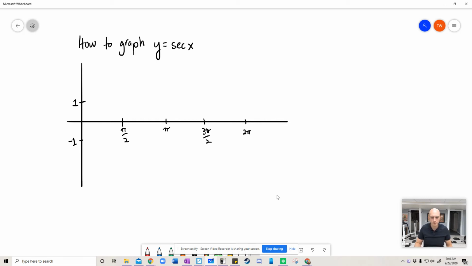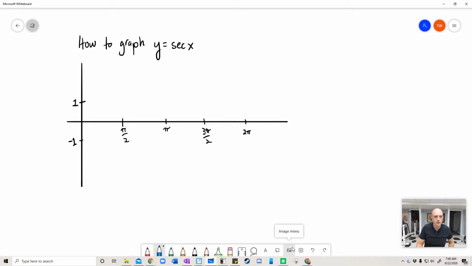I just wanted to take you through how to graph the secant of x, which we did today in class a little bit. But I wanted you to have a video of it so that you could apply that to graph the cosecant of x, which is a really similar process.